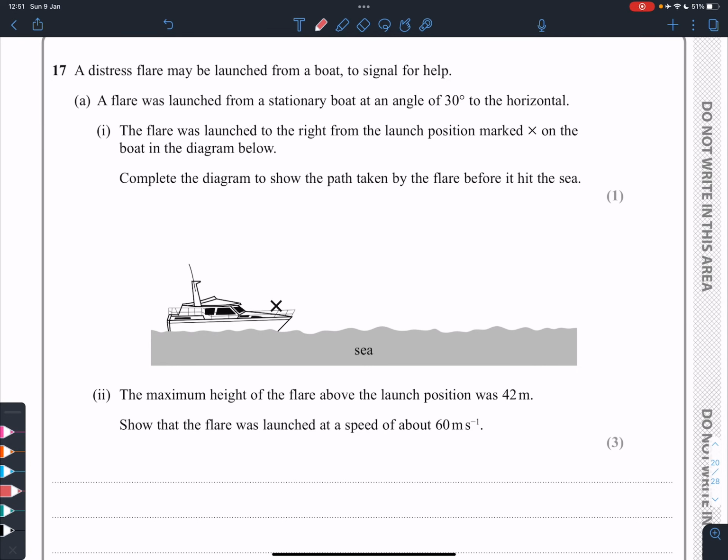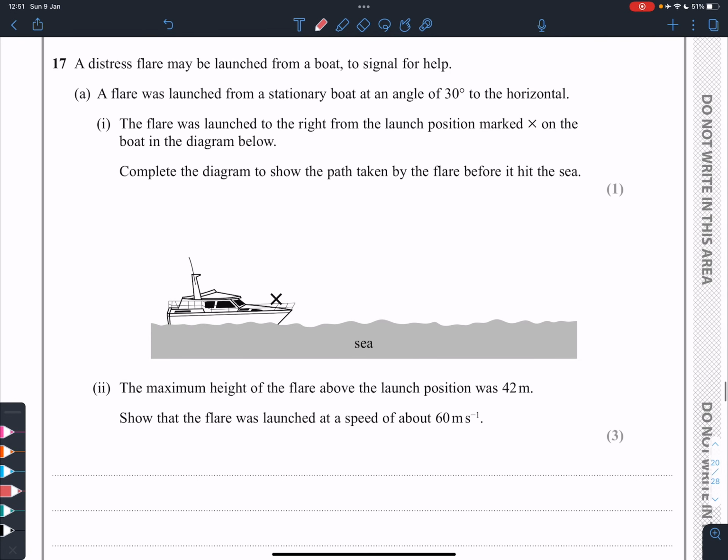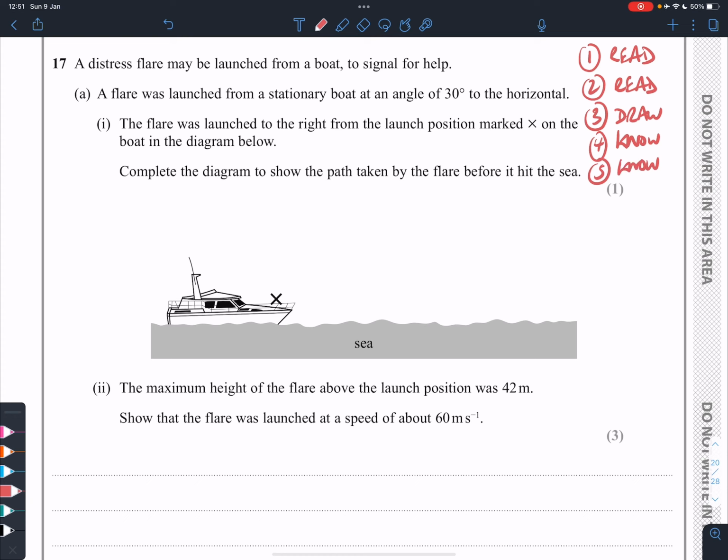Okay, so maybe you're going to hate me, but let's go over the 5 steps. The first step is to read the question. Second step is to read it again. Third step, draw what we can. Fourth step, put what we know down. And the fifth, start going about solving it. I guess going from the known to the unknown is my way of explaining that.